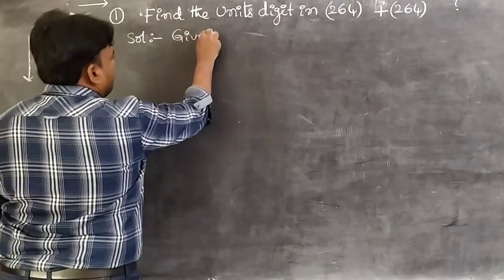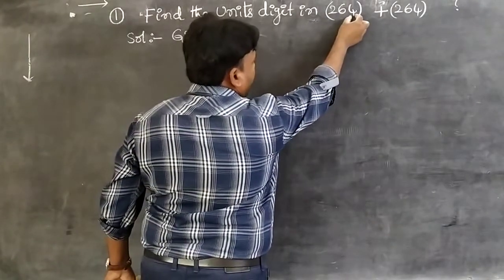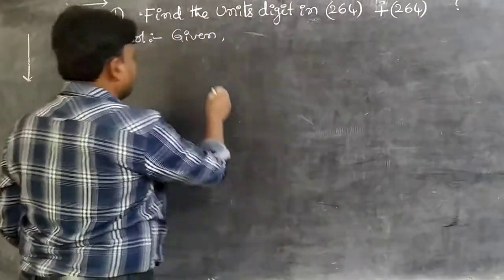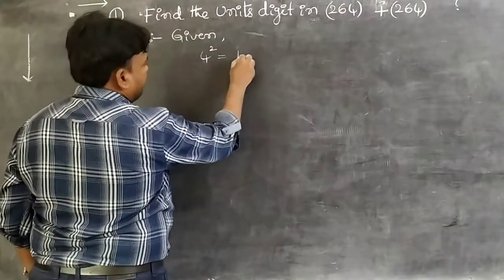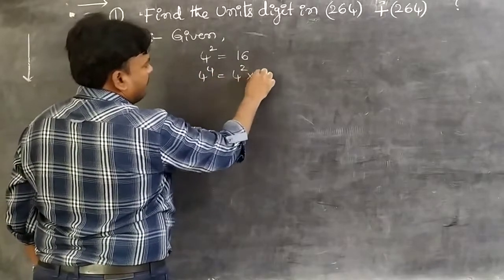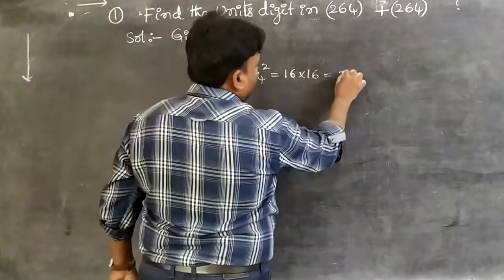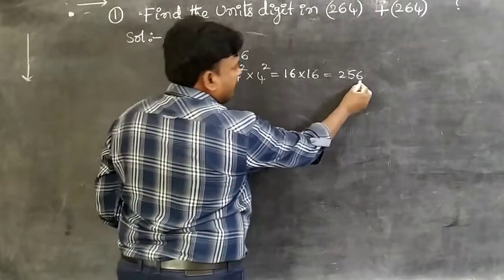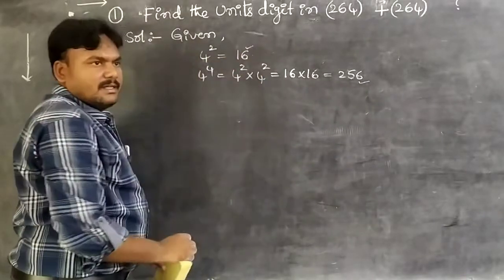Okay, so observe here, students. 4. What about the unit digit of this value? It becomes 4. Here also 4 is there. So observe here, 4 square value. 4 square means 16. Next, 4 power 4 equal to 4 square into 4 square. So 16 into 16, it becomes 256. What about the unit digit here? 6. Here 4 square value also, unit digit is 6. Is it clear or not?